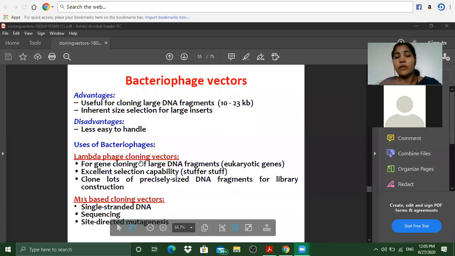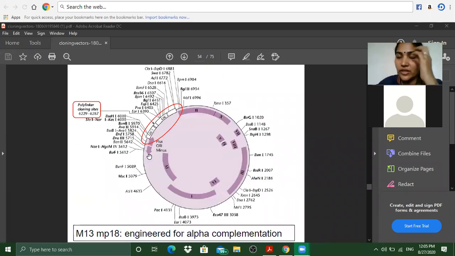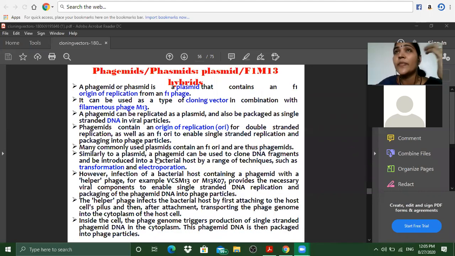So by now we have completed the plasmid and the phage vectors. Further, as people researched, they started making hybrid vectors also. So what will hybrid vectors be? A combination of plasmids and phages. The first one is phagemids, as you can call it: plasmid F1 M13 hybrids. A phagemid is a plasmid that contains an F1 origin of replication from F1 phage.